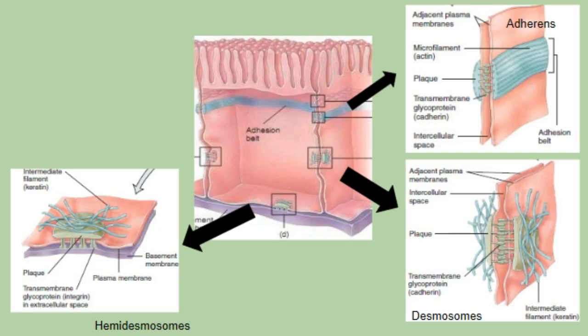To the top right, you can see the close-up of the adherens junction, which uses the cadherin protein, which connects to the actin filaments in the cells to connect them together. And underneath that are desmosomes, which use cadherin, and the cadherin is what connects to the keratin filaments that form that close, tight barrier, which connects the cells.